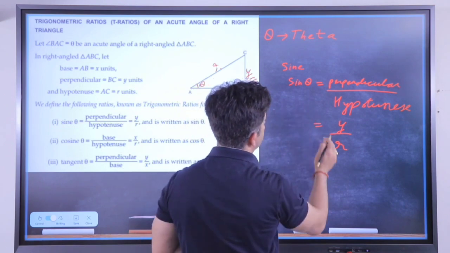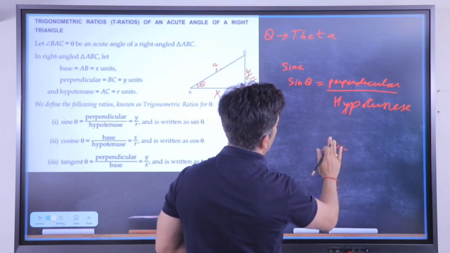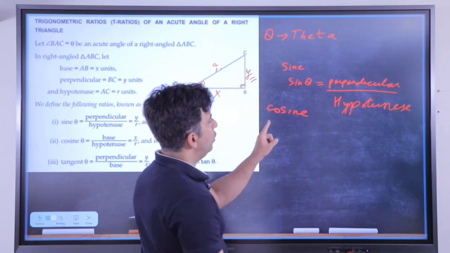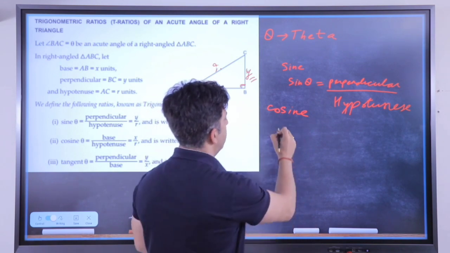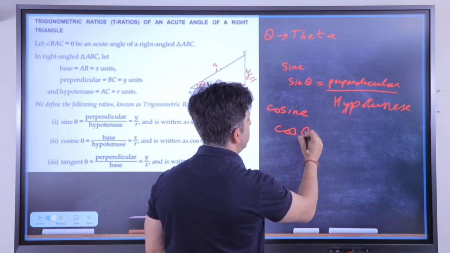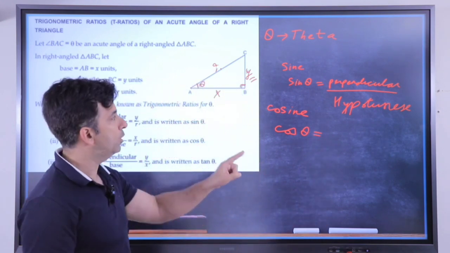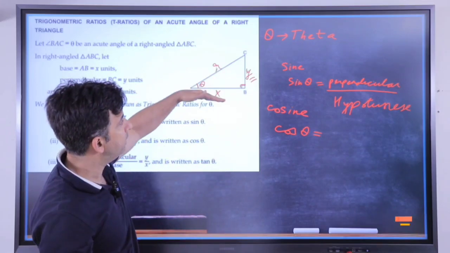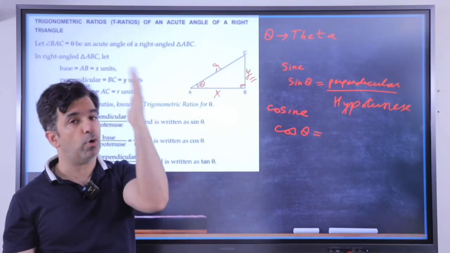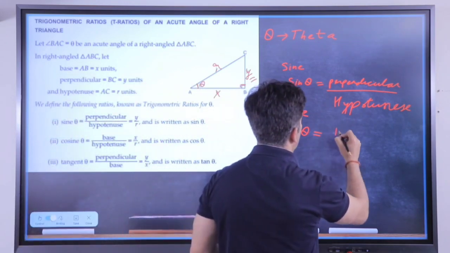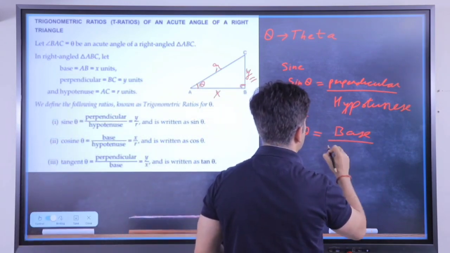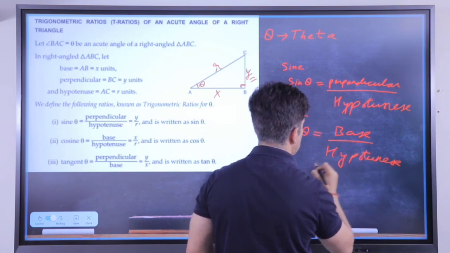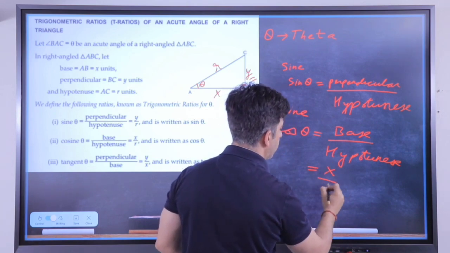Similarly, the next name is cosine. We represent it as cos theta. I am again talking with respect to only this angle theta, which is the base over here. So cos theta is base upon hypotenuse. Sin theta was perpendicular upon hypotenuse. Cos theta is base upon hypotenuse. In this case, it would be x upon r.